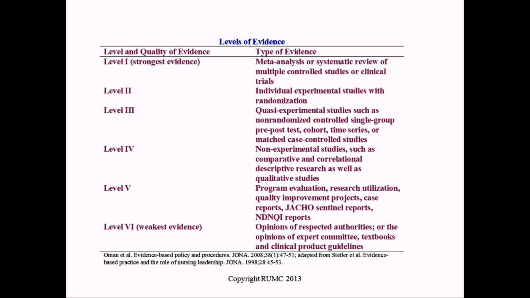So, as I mentioned, there's a number of taxonomies to rate varying levels or the strength of evidence. This table is pretty standard in terms of the leveling. So a level 1, as you can see, is considered the strongest evidence, and we're talking about meta-analyses or systematic reviews, or many controlled studies or clinical trials that are combined together.